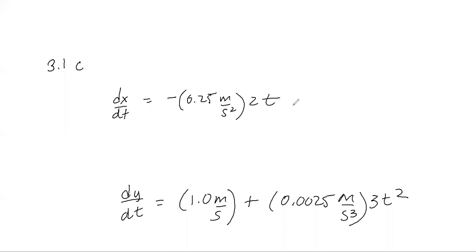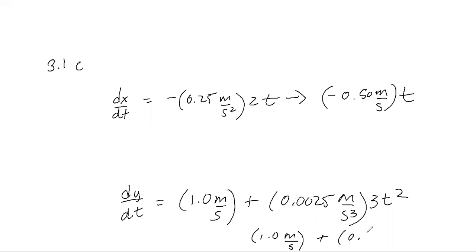I'm going to go ahead and finish. This is going to be a negative 0.50 meters per second t, and this one is going to be 1.0 meters per second plus 0.0075 meters per second cubed times t squared.